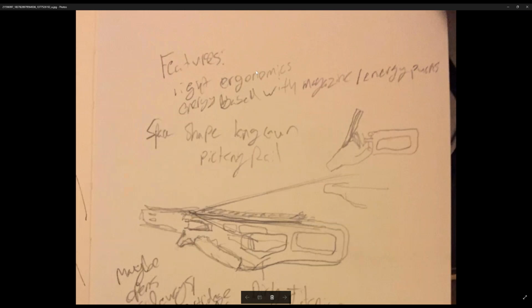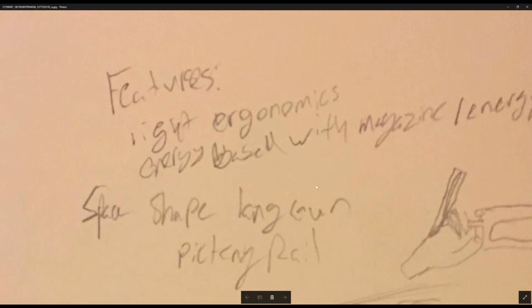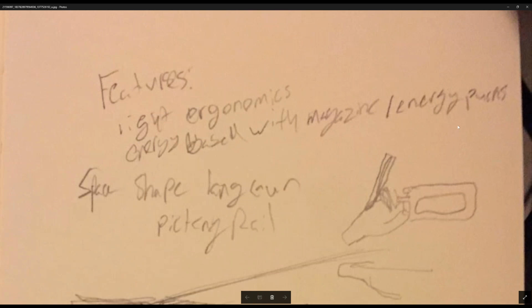And so you can see I wrote down some things like light ergonomics, energy based with magazine, maybe energy pucks. So, like, I like the idea that while it's energy based, maybe it has batteries in a magazine, or some kind of thing like that. You know, like Half-Life 2 had that gun that would shoot those energy pucks by punching them, and they would spit it out. I thought that was super cool.